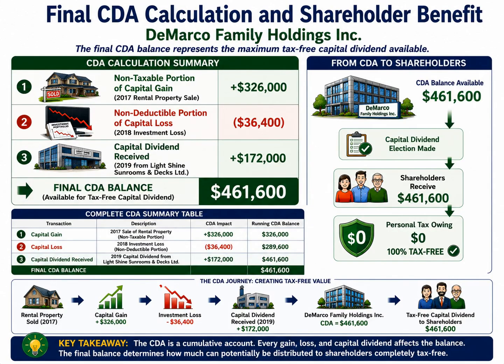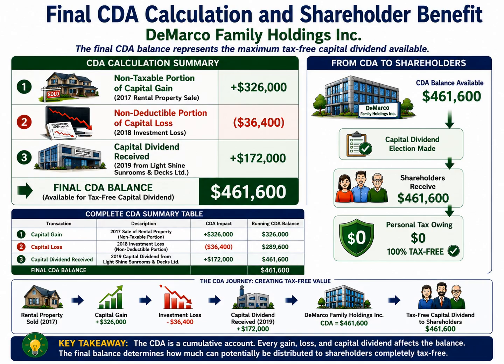Now let's complete the DeMarco Family Holdings example and see the final result. At this point, we've tracked all of the major transactions that affected the corporation's capital dividend account. Let's summarize them one by one. First, in 2017, the corporation sold a rental property and realized a capital gain of $652,000. The non-taxable portion of that gain was $326,000, which increased the CDA.